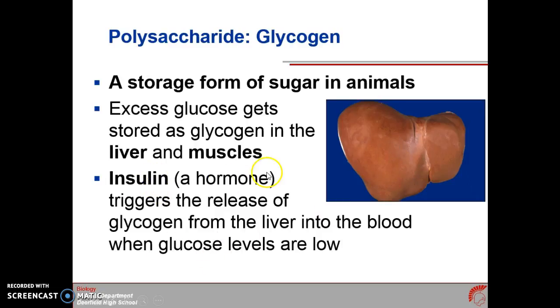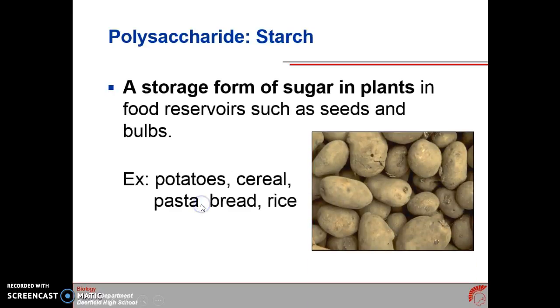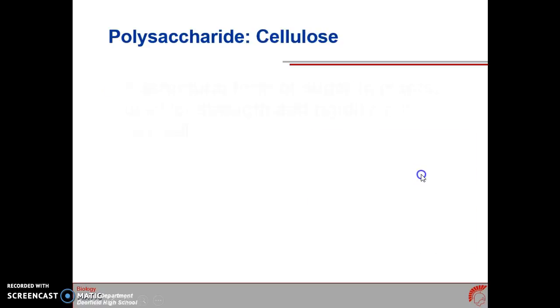The insulin, which is a hormone, triggers the release of the glycogen from the liver into the blood when glucose levels are low in the blood. So it plays a role in maintaining that energy flow. A storage form of sugar in plants and food reservoirs such as seeds and bulbs. So you'll find starch, that's the polysaccharide that you're going to find in these potatoes, cereals, pastas, breads, and rice.